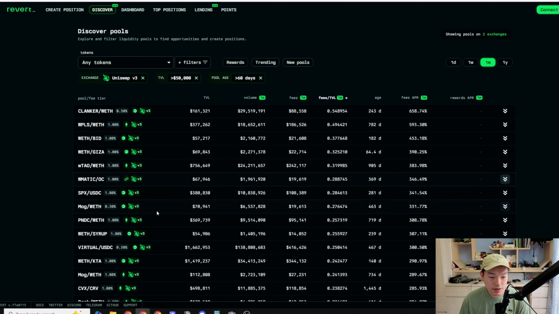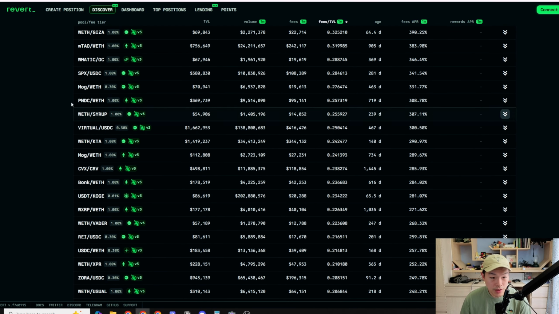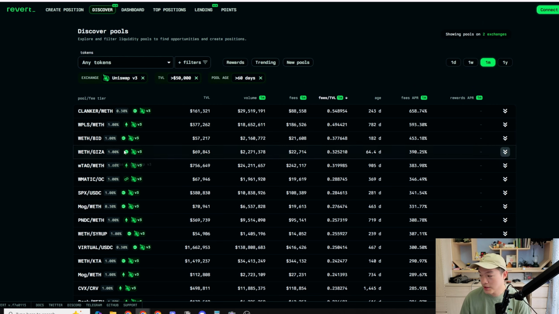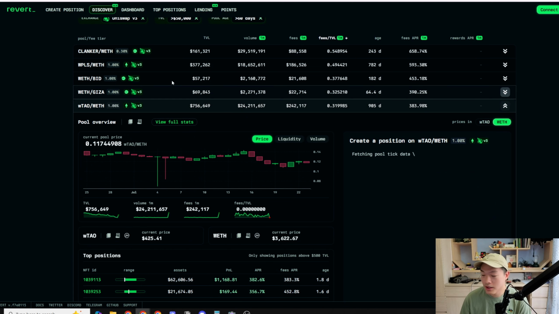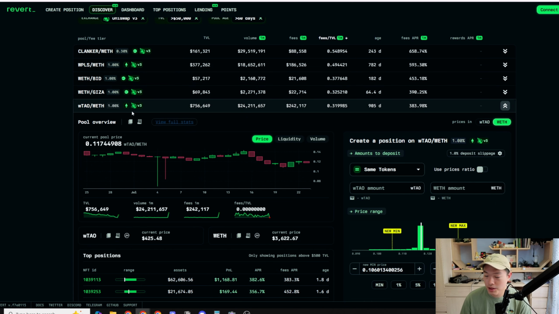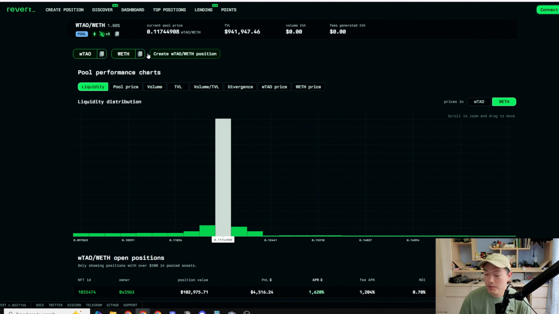So here I can see a slightly different list and I can take a look at some pools that are standing out to me here. For example, Tau. Tau is an AI project. Honestly, I haven't looked that deep into Tau yet, but it's a pretty popular AI token. I could look at the full stats here and it pulls up this page.